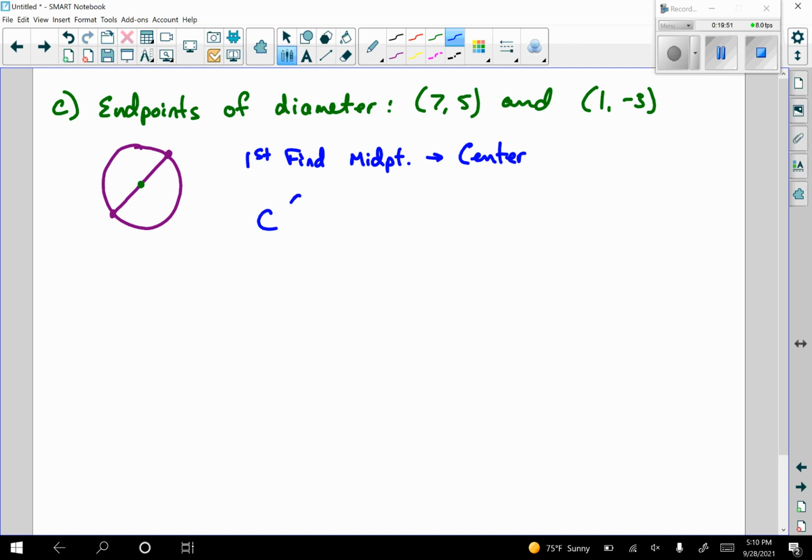So the center then would be 7 plus 1 over 2, and then 5 plus a -3 over 2. That gives us 8 over 2, which is 4. 5 plus a negative 3 is 2 over 2, which is 1. Now to find our radius, we're just going to find the distance between the center and one of the endpoints. I'm going to use 7, 5 here.